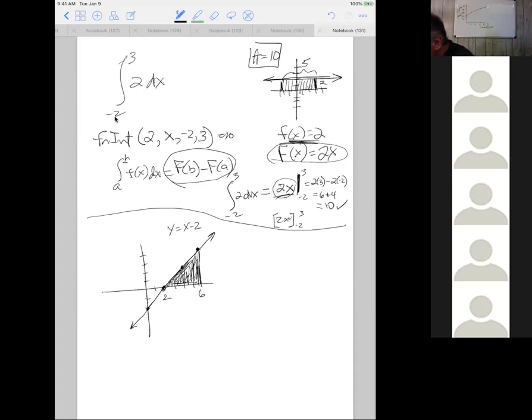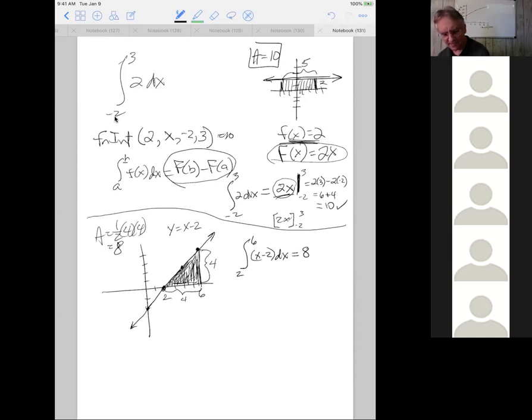Let's calculate it first. So this is 4, 6 minus 2, and this is 4. So the area of the triangle is equal to 1/2 base times height, which is 1/2 of 16, which is 8. So the integral from 2 to 6 of x minus 2 dx should be equal to 8. Plug that into your calculator now and verify that you get 8, and then let's do it by hand, okay?